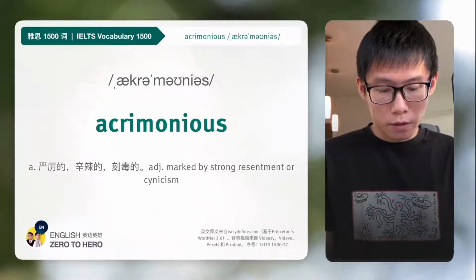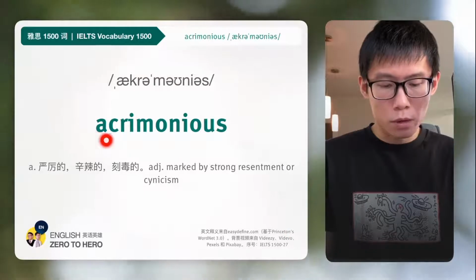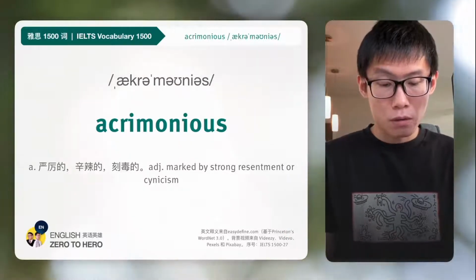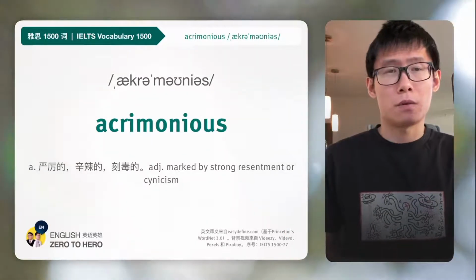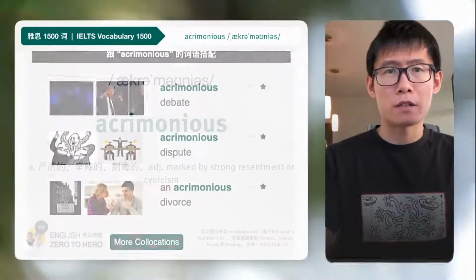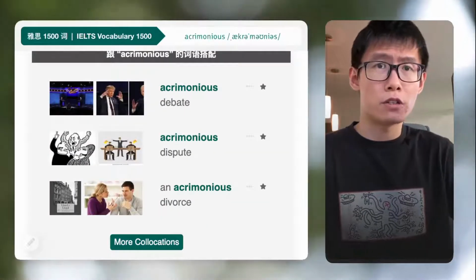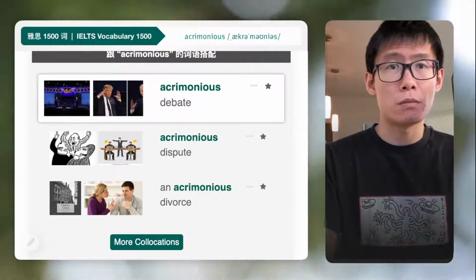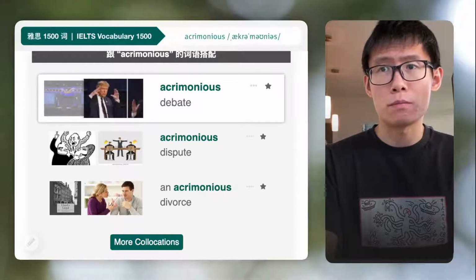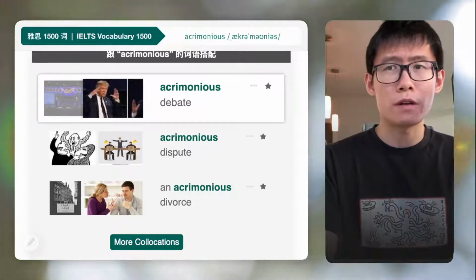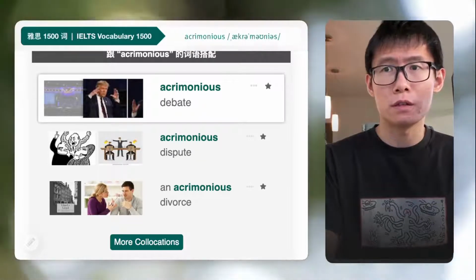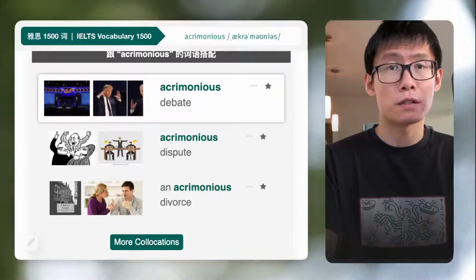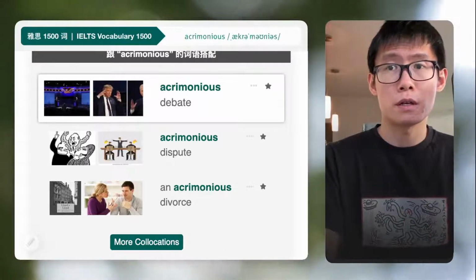Word number 27 is acrimonious. Acrimonious is when people are having a very nasty confrontation. That's acrimonious. For example, we can say an acrimonious debate. Right? Trump and Biden had a very, very anger-filled debate. Right? So that was an acrimonious debate.